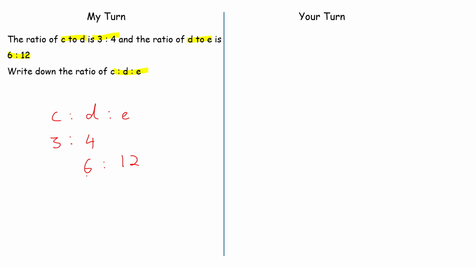So what do 4 and 6 both go into? Well, the 4 times table: 4, 8, and then 12. The 6 times table: 6 and 12. They both go into 12. That's the lowest common multiple of 4 and 6.